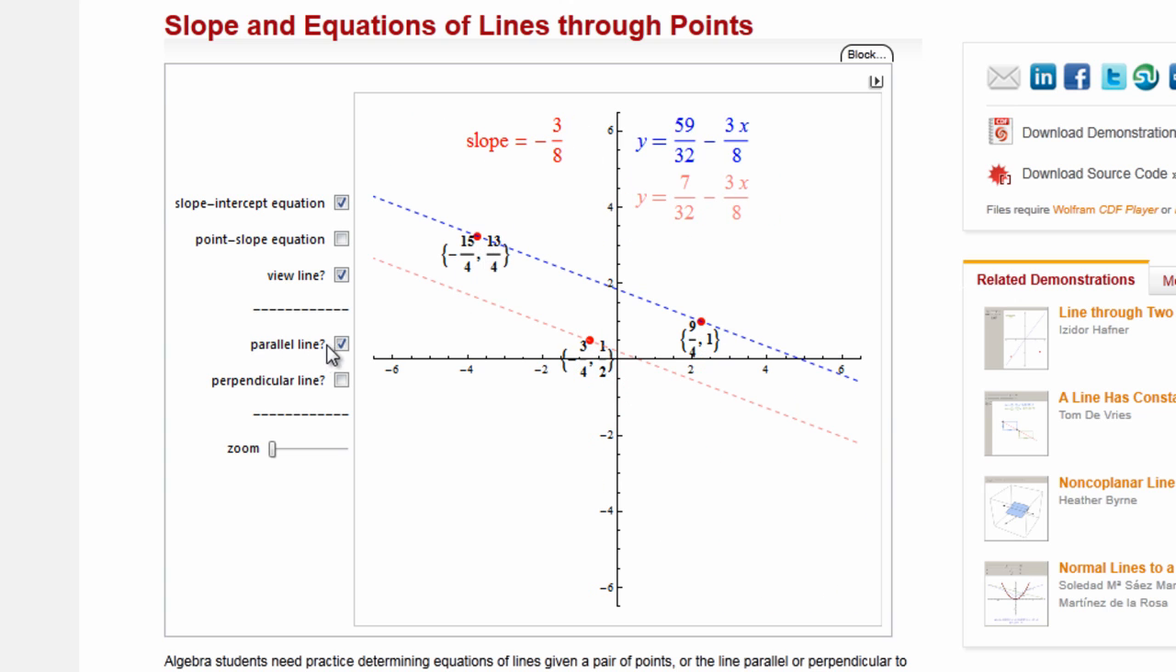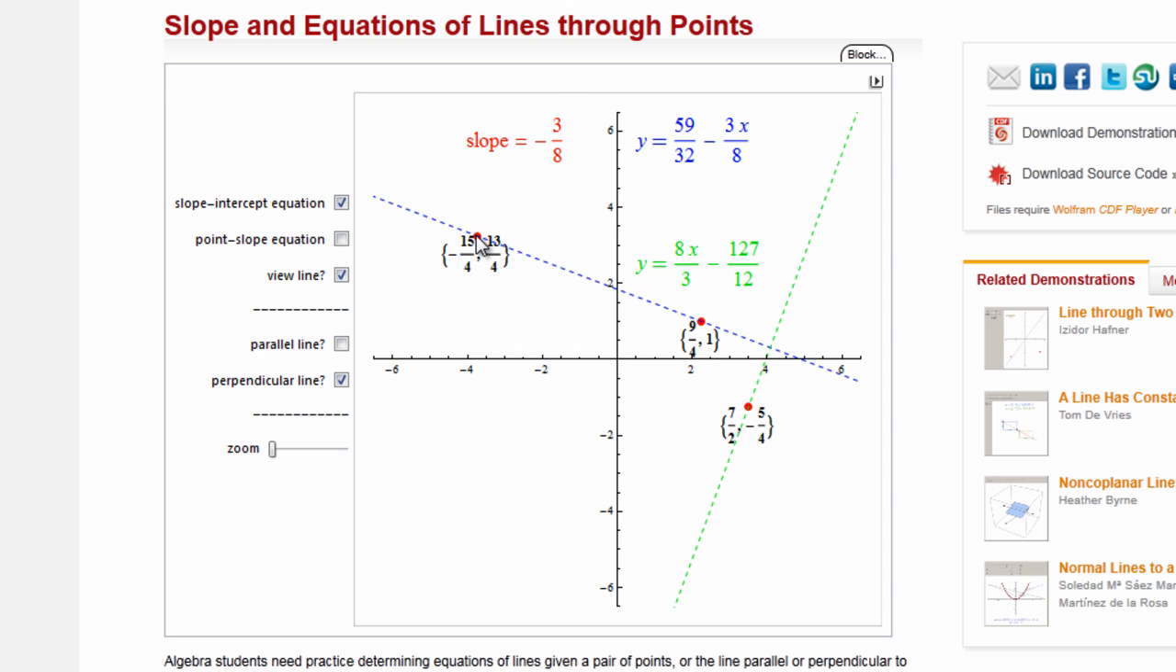Let me turn off the parallel line and turn on the perpendicular line. Let me move it out of the way too. And this coloring is difficult to read, but I'll read it out loud. The slope of our regular line, our blue line here, is a negative 3/8. And if you look at this green line here, the slope for that green line is a positive 8/3. So in other words, it's the opposite reciprocal of that.